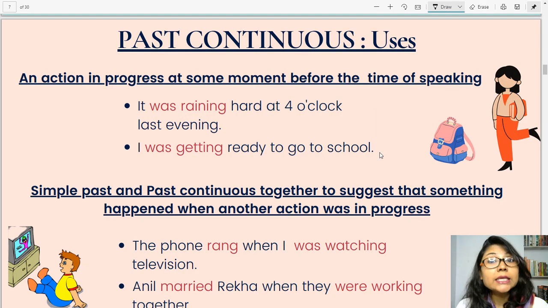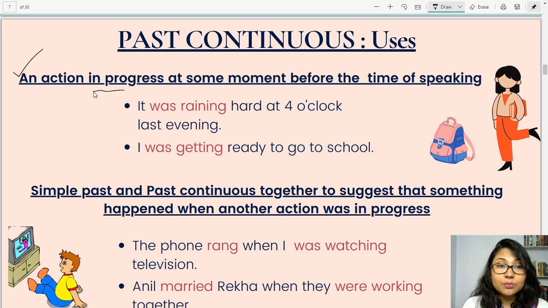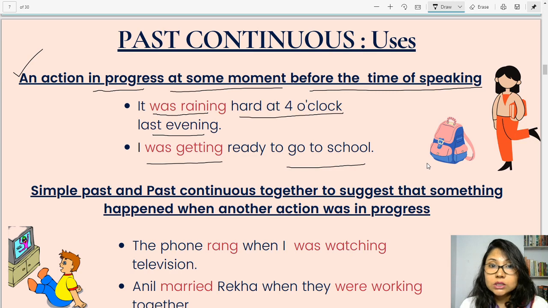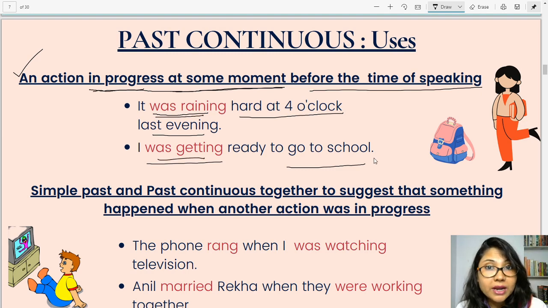Now let's look at the uses of the past continuous tense. An action in progress at some moment before the time of speaking. Now let's look at the example to get a clearer idea. It was raining hard at 4 o'clock last evening. I was getting ready to go to school. So you see, action in progress at some moment. This is the action that was in progress at some moment before the time of speaking.